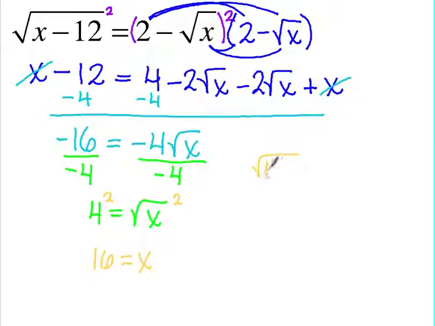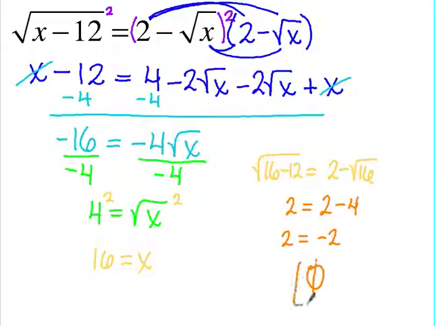So let's see. We have root 16 minus 12. Does that equal 2 minus root 16? So what's root 16 minus 12 going to be? Root 4, which is 2. And then I get 2 minus 4. So I get 2 to equal negative 2. Does that work? No. 2 doesn't equal negative 2. So your answer is no solution. Okay?